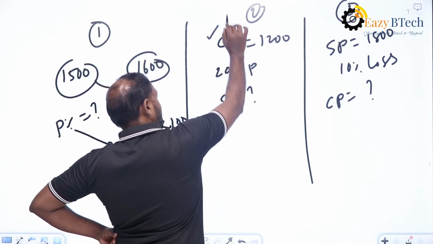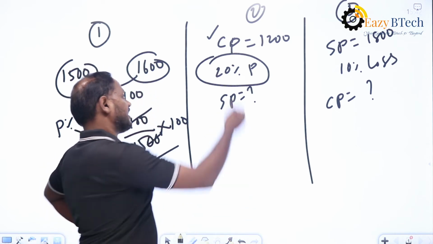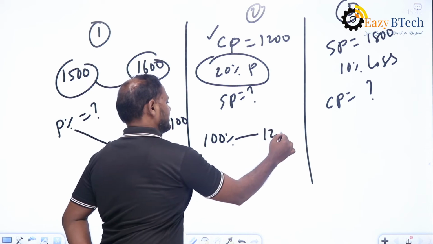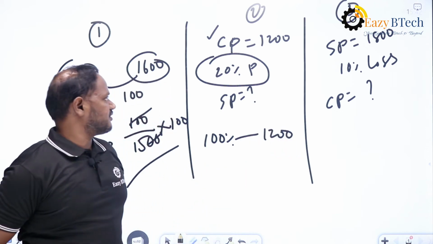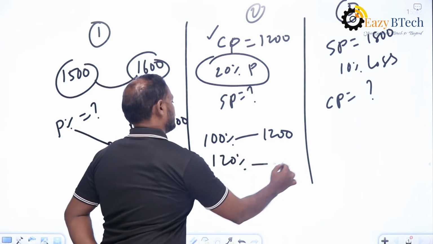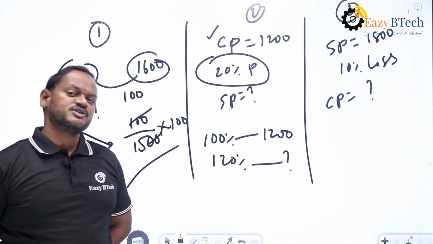So he has given the cost price, model number 2. He has given 20% profit value. Find the selling price. If cost price is 1200, that can be taken as what? Always cost price can be 100% value. 100% value is 1200. I need to get selling price value, which is 120% value. 100% is 1200, 120% is what?